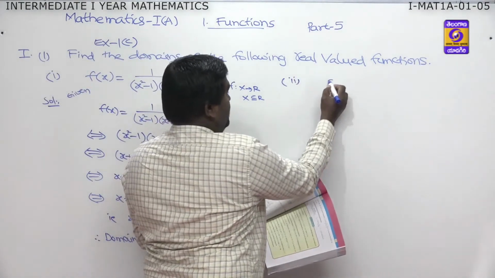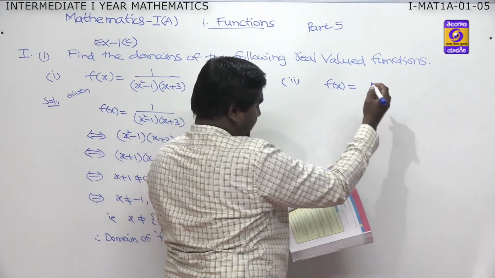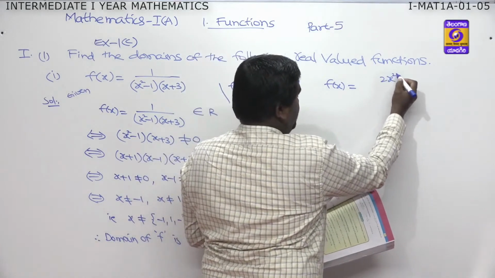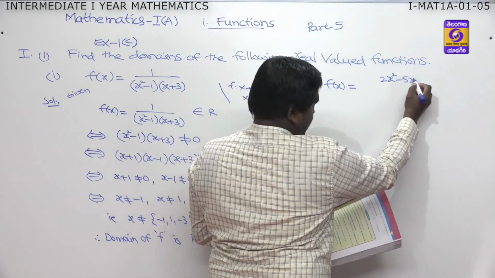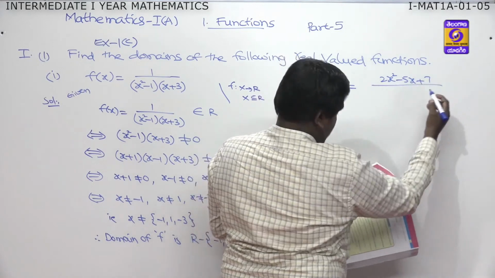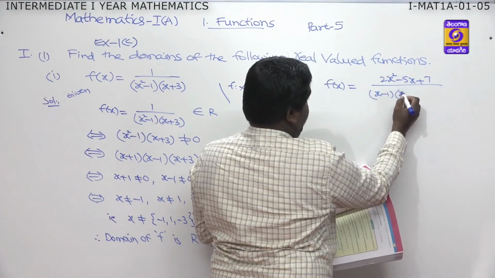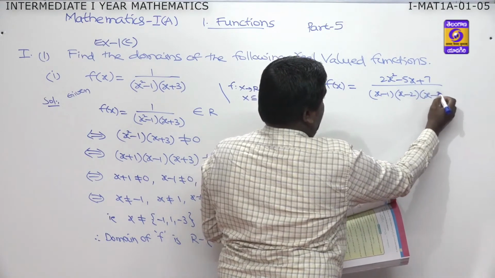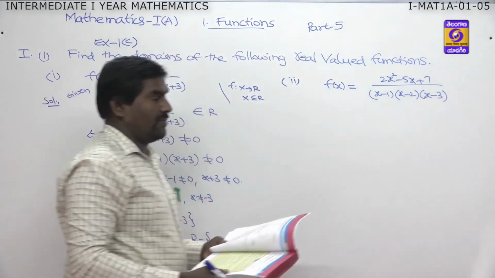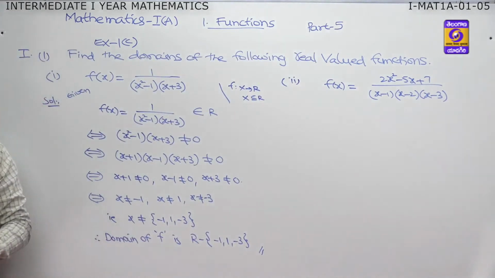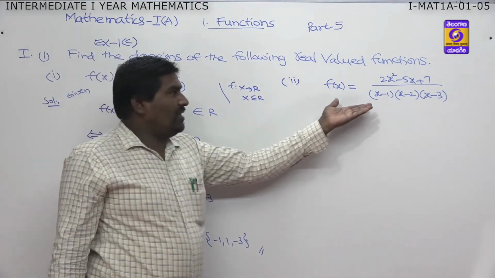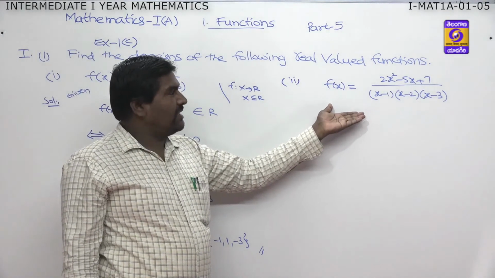Take the second function. f of x is equals to 2x square minus 5x plus 7 by x minus 1 into x minus 2 into x minus 3. For this real valued function, we have to find the domain. ఈ ఇచ్చినటువంటి వాస్తవ మూల్య ప్రమేయానికి మనము ప్రదేశాన్ని కనుక్కోవాలి.